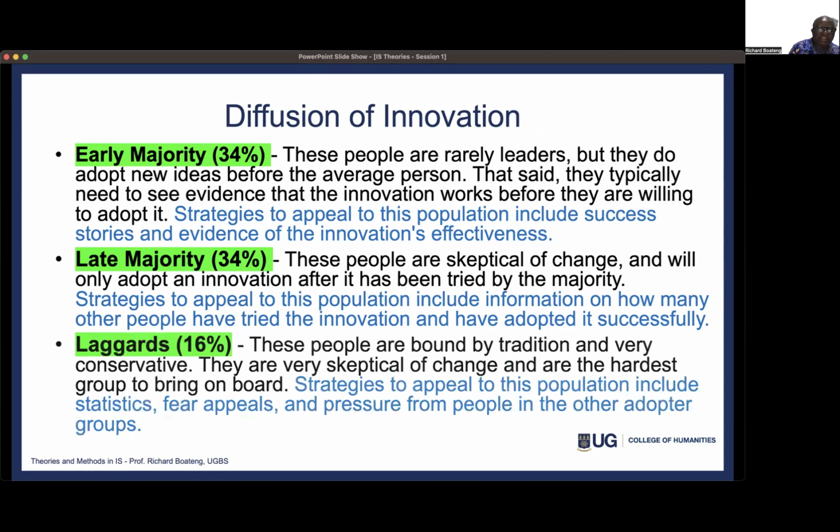Then there's the last, about 16%, we call the laggards. They are bound to tradition and to cultural perspectives, and they don't want to leave anything behind. They want to still stay where they are. They are very skeptical of change, and they are the hardest group to bring on board. So when Rogers talked about the future of innovation, he knew that when there's a new technology, before it can permeate into the society very well, it has to overcome these hurdles. There are those who will quickly go for it. There are those who still have to be convinced that it matters.